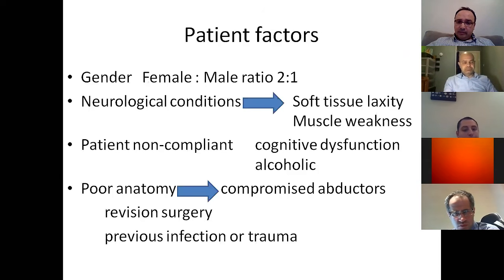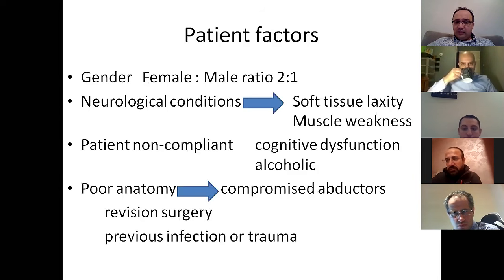Patient compliance, alcoholic patients, cognitive dysfunction, dementia, poor anatomy. Poor anatomy either from previous multiple revisions, if it's a revision surgery, or from previous infection or trauma. Poor anatomy will cause compromised abductors, which also will impair the stability of the hip replacement. So these are the patient factors, okay? You get them out of the way, there's not much to talk about them.